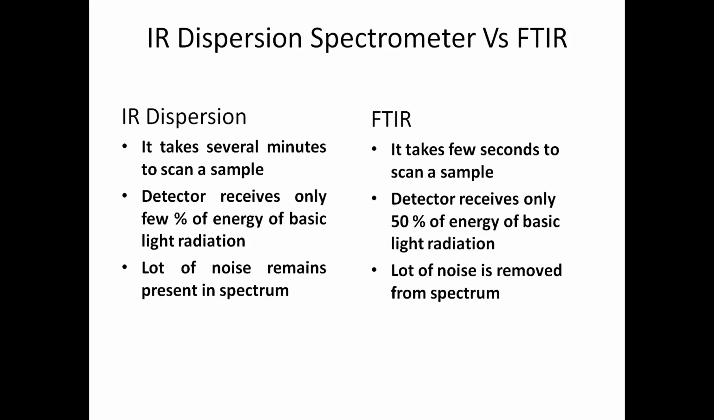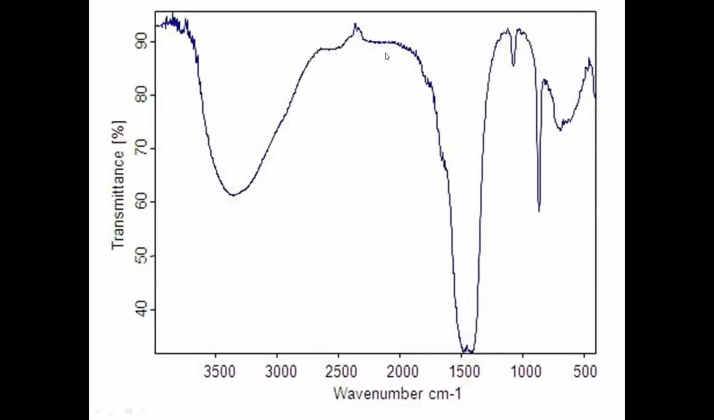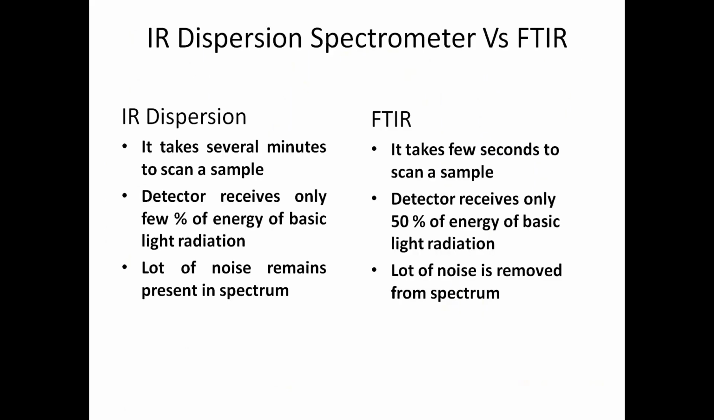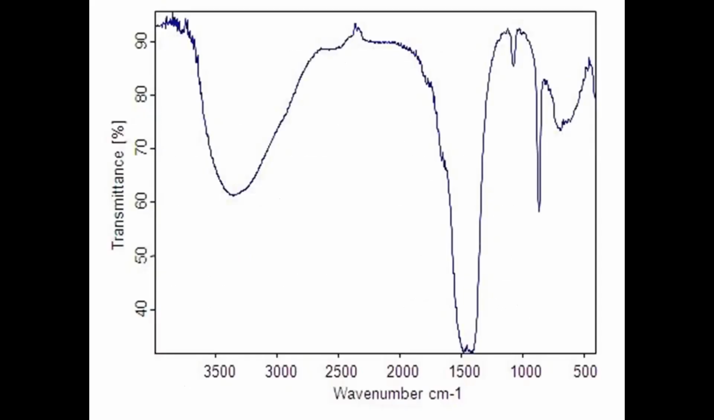A lot of noise remains present in the spectrum. What does noise mean? When there are such ups and downs, if these ups and downs are too much, then it will be very difficult to identify or segregate the absorption from noise. Is it due to the presence of a functional group or is it due to noise? So a lot of noise remains present in a traditional IR spectrophotometer, but in the case of FTIR, a lot of noise is removed from the spectrum and you are getting these fine peaks, which are free from noise.